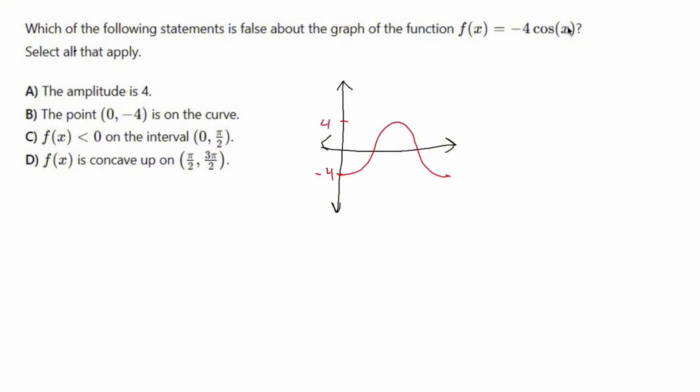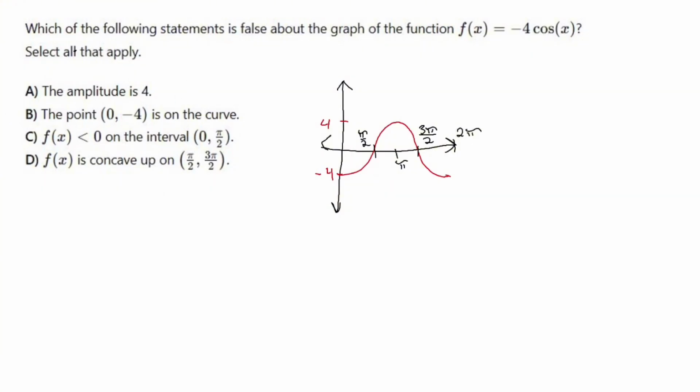Nothing happens inside the parentheses, so the period is still 2 pi, which means it bottoms out at 0 and 2 pi, so it peaks out at regular pi. It crosses over at pi over 2 and crosses over at 3 pi over 2 like that. All right, so I have my graph. Let's find out what's true.